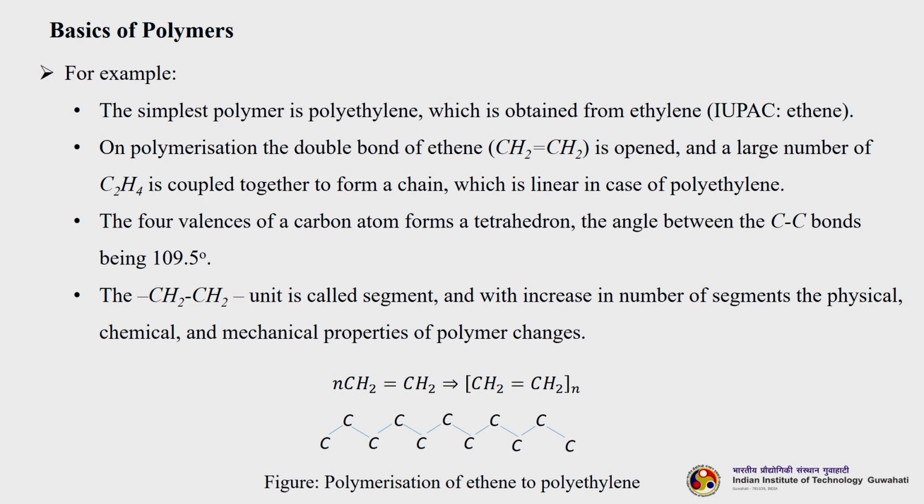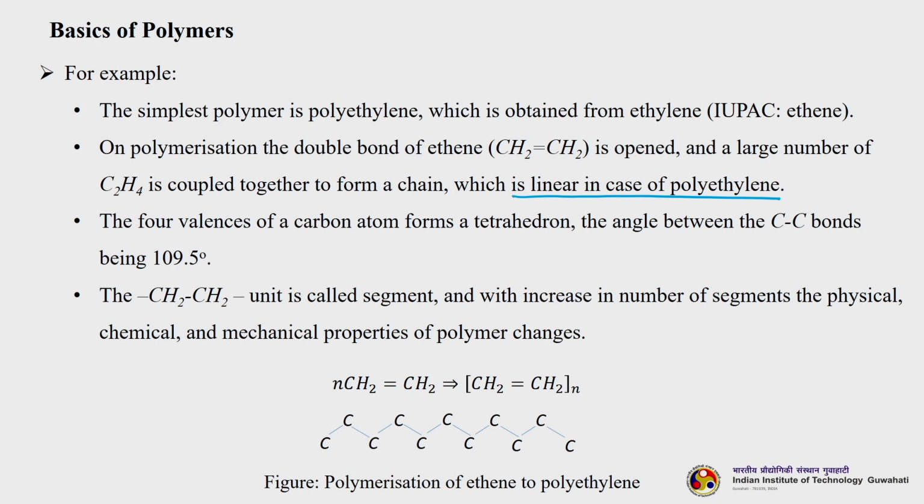On polymerization, the double bond of ethene, that is CH2=CH2, is opened up and a large number of C2H4 units are coupled together to form a chain which is linear in the case of polyethylene. So, it is a linear molecule, and the 4 valences of a carbon atom form a tetrahedron. The angle between the C-C bonds is usually 109.5 degrees.